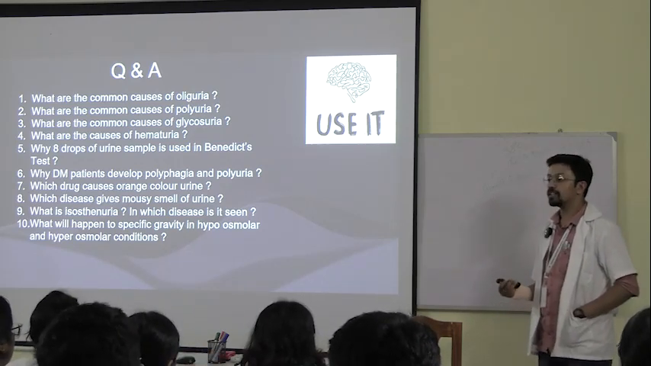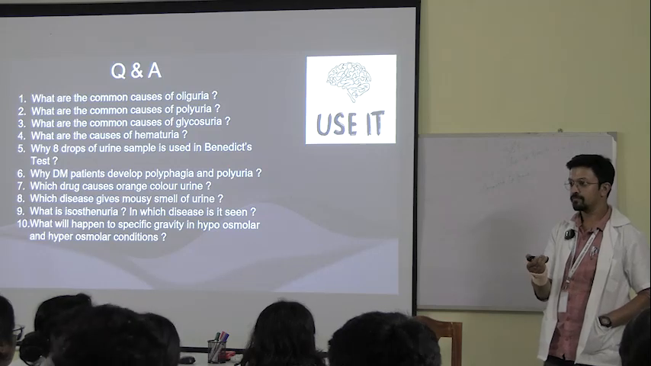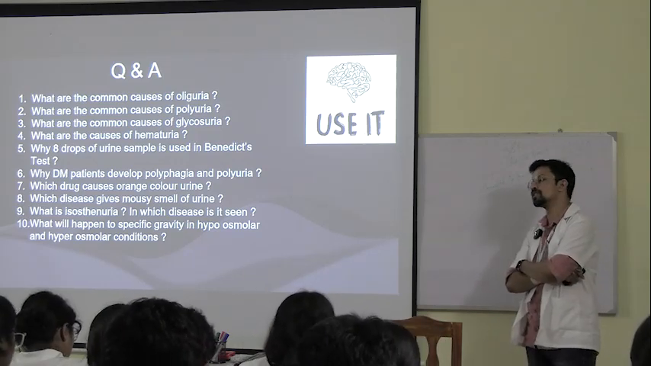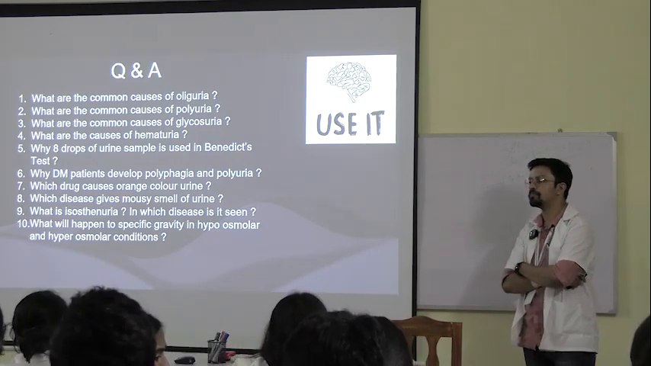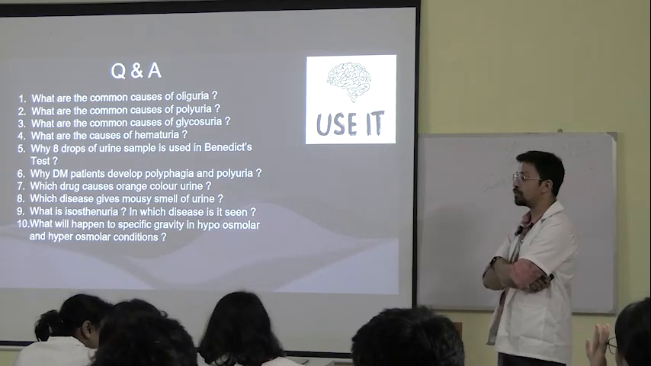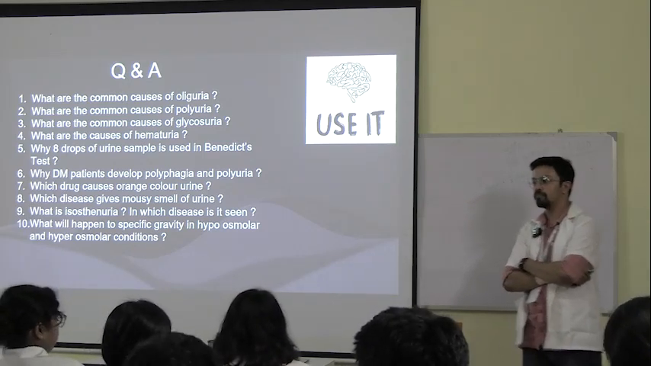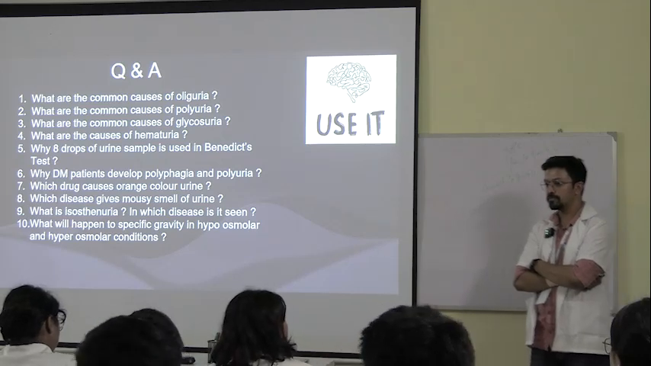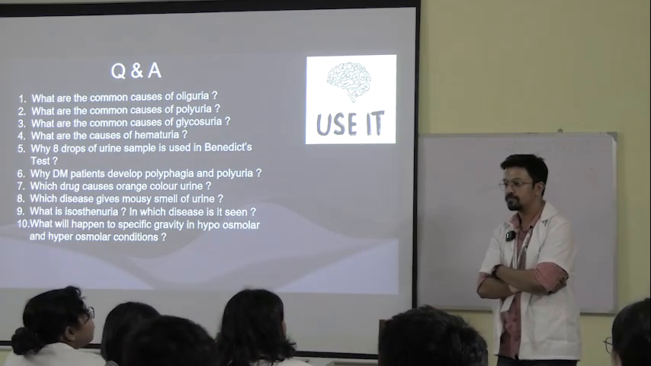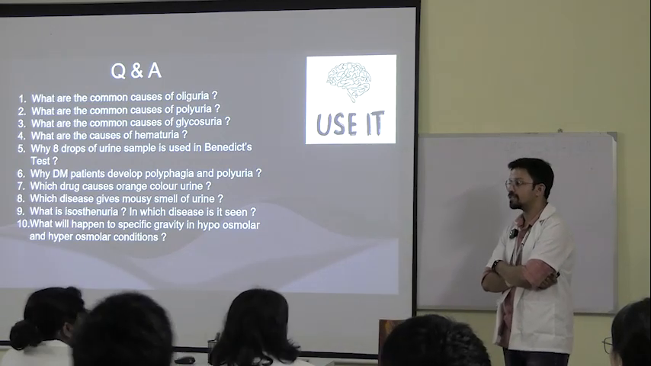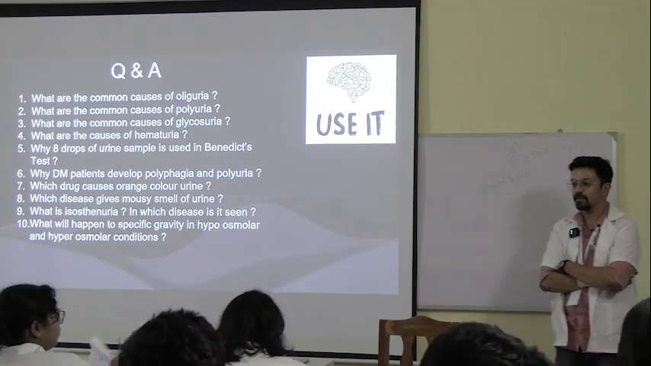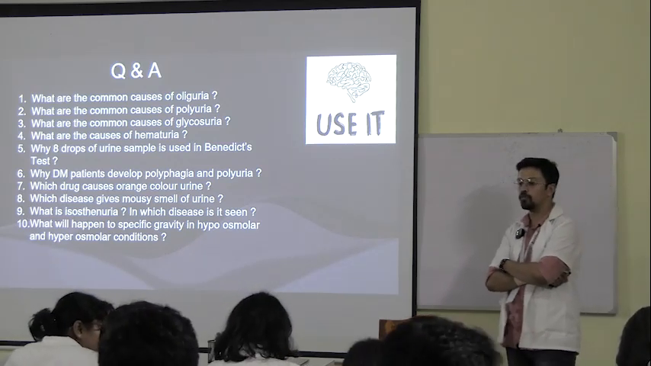Exactly. So, what are the byproducts? You tell. 3 names that I have mentioned. There are more substances like that. Say one name. Why does a DM patient develop polyphagia and polyuria? Polyuria. That is the reason for polyuria. Polyphagia. What is polyphagia? Yes, increased amount of hunger. The patient wants more and more food.